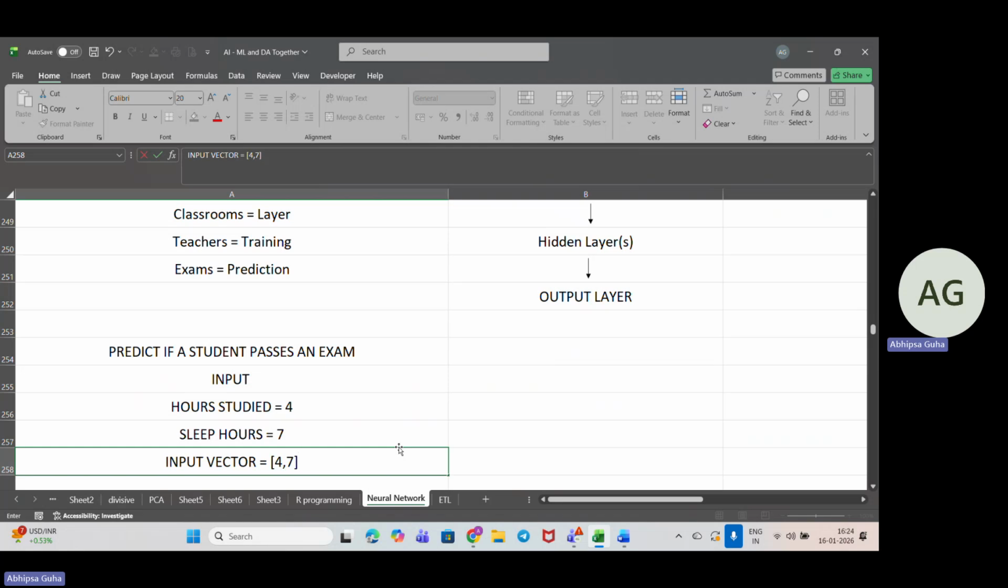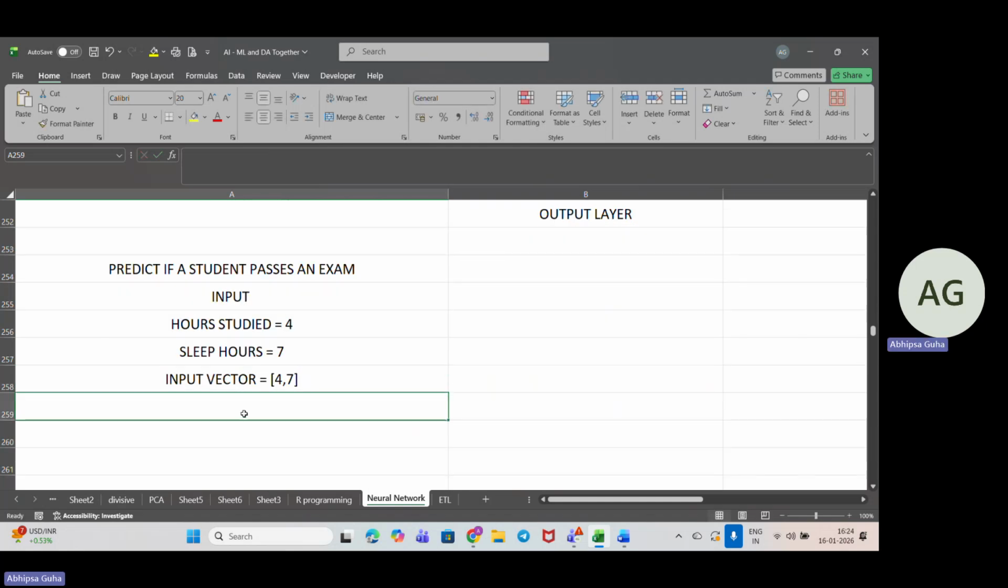Now, what is a neuron in this case? A neuron is basically a tiny calculator. As we have done in the whole process, multiplying the input with weights, adding bias, applying the activation function, it does everything. So here the output is the activation of input times weight plus bias.